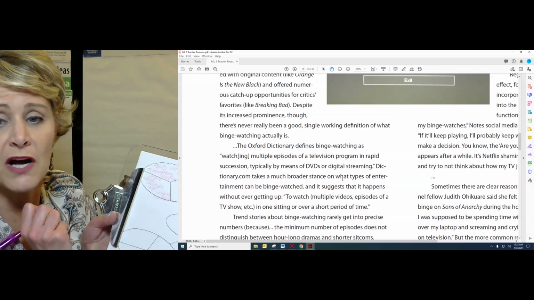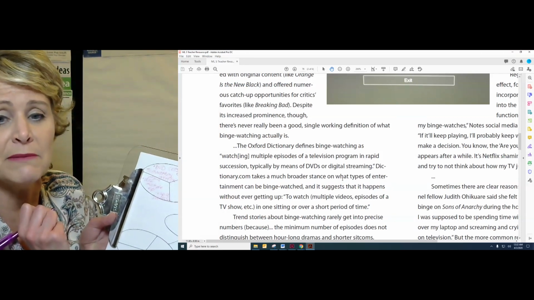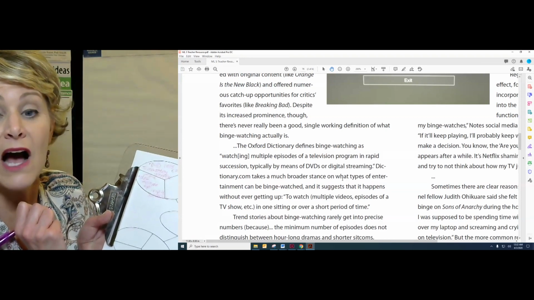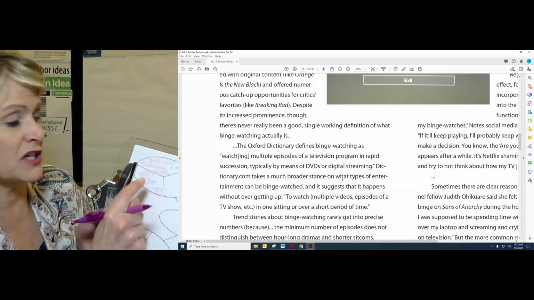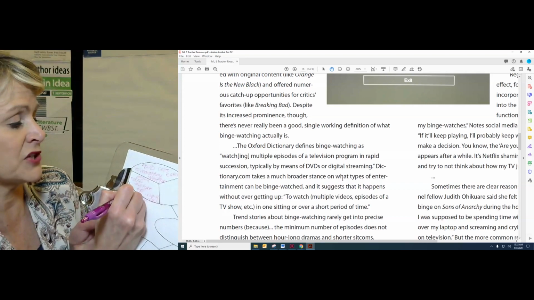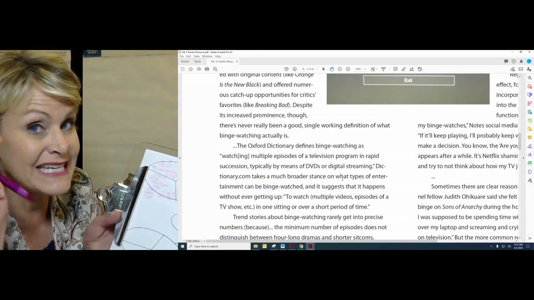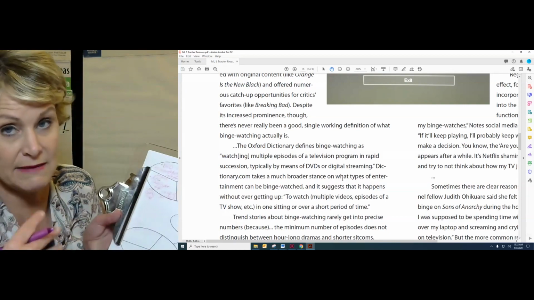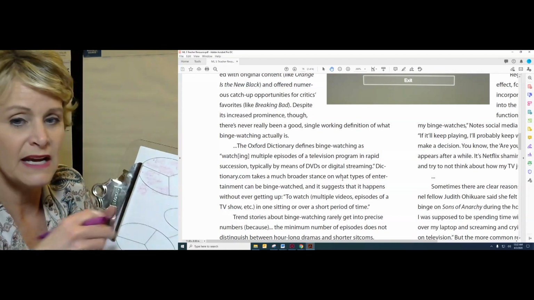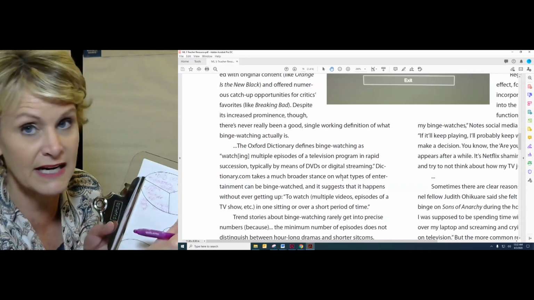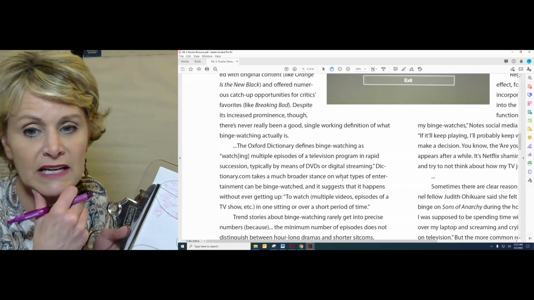Dictionary.com takes a much broader stance on what types of entertainment can be binge watched, and it suggests that it happens without ever getting up. Oh, part of the definition: multiple episodes, rapid succession, not getting up. All of this is part of a definition pie piece in my mind. See how I'm grouping? And I just keep going until I've run out of details. And then I'm going to start my next grouping. Let me keep going here.